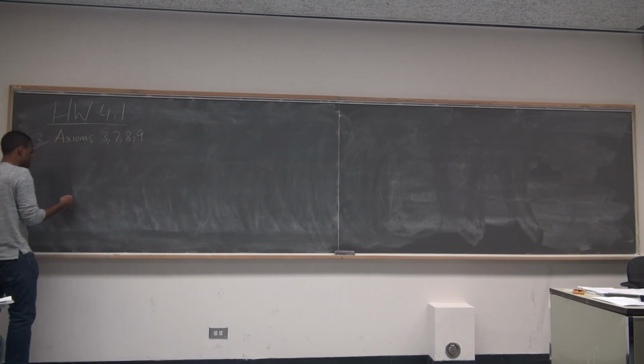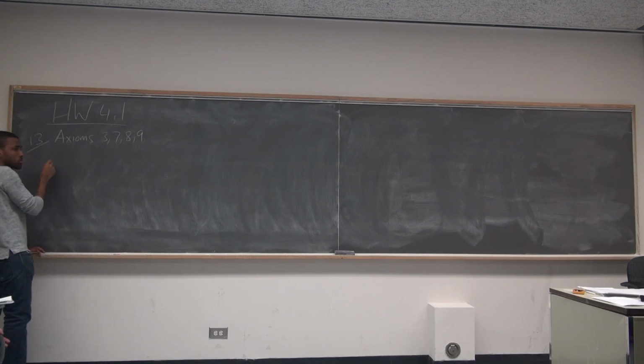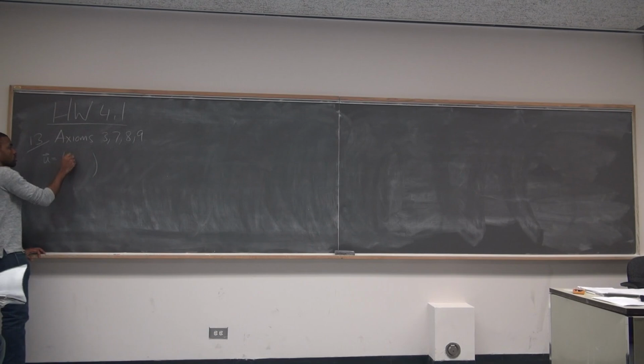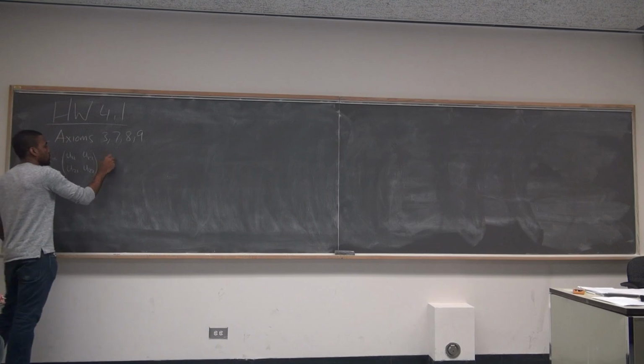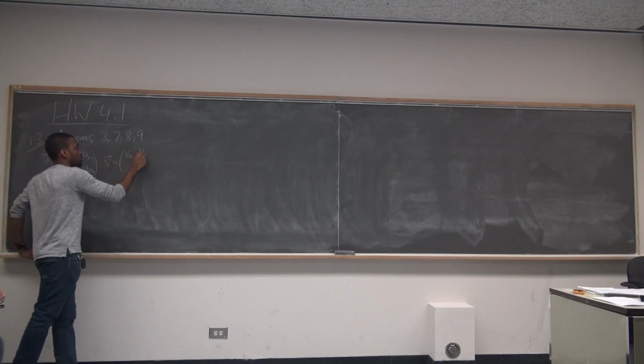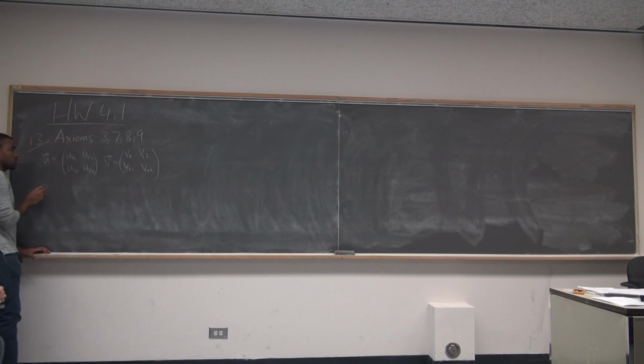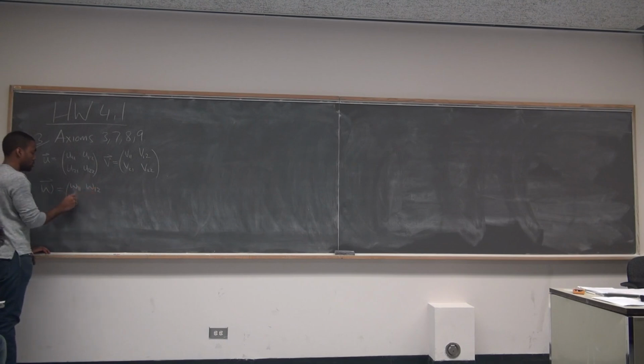What was the example? Example 4 from the textbook. U is equal to U11, U12, U21, U22. This is a matrix, a 2 by 2 matrix. V is equal to V11, and so on, the same thing. And there's a W matrix vector as well.